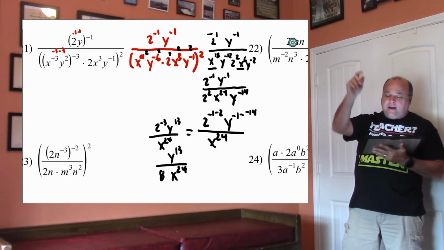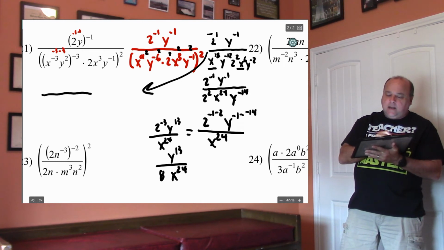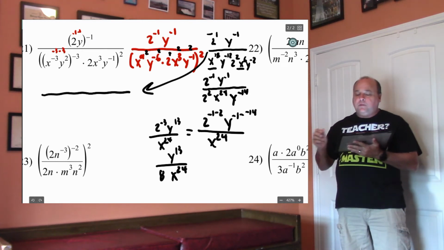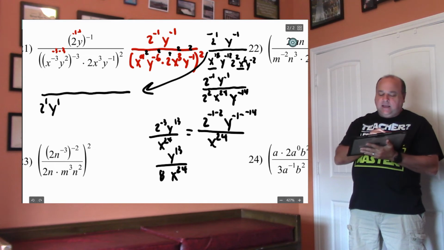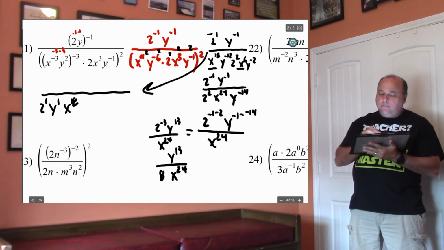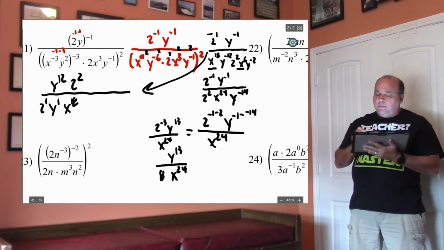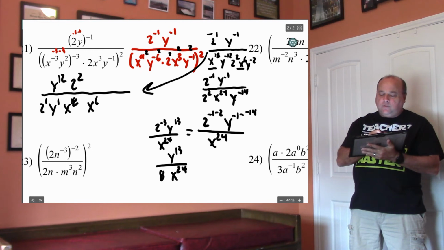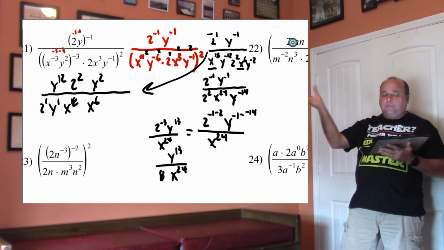Okay, now then let's go back and simplify it the other way. So I'm going to take this and I'm just going to get rid of all of the negative exponents. So my 2 to the negative 1 will go to the bottom. My y to the 1 will go to the bottom. My x to the 18 will stay on the bottom. My y to the 12 will go to the top. My 2 squared will go to the top. My 8x to the 6 will stay on the bottom, and my y to the 2 will go to the top. So go through, get all of, now then group them up.